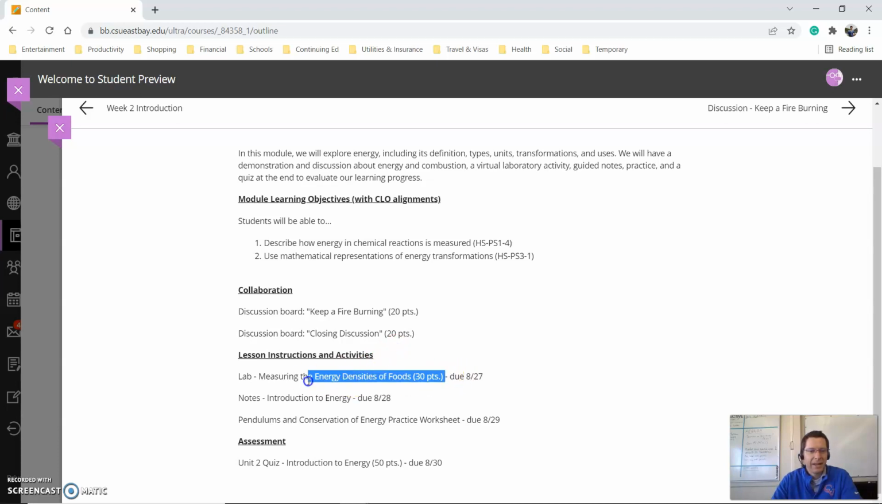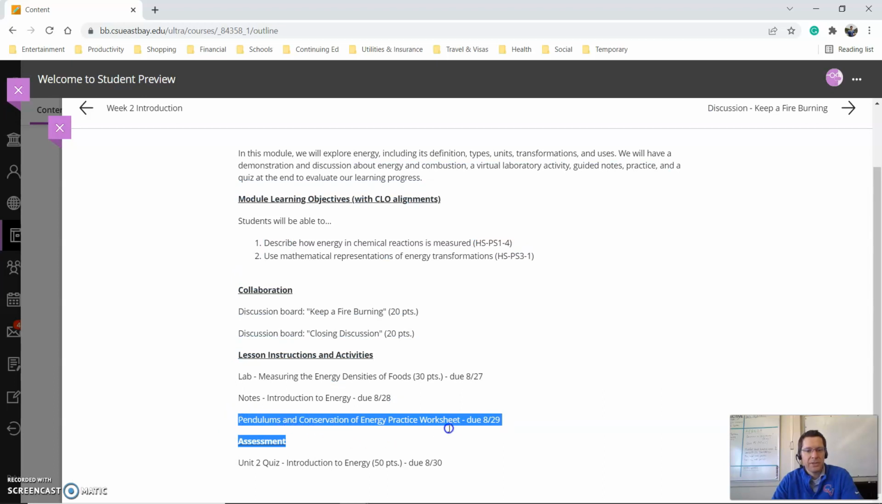And what else? So we've got notes: introduction to energy. The main topic of this week two is energy transformations, just an introduction to energy. So these notes will be about what is energy, how do we measure it, what are some things that energy can do or not do. And then there's a worksheet over here about pendulums, which is related to understanding energy transformations.